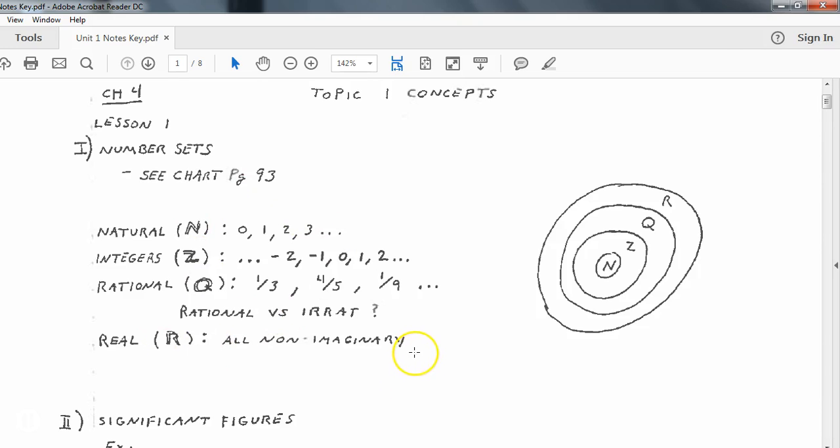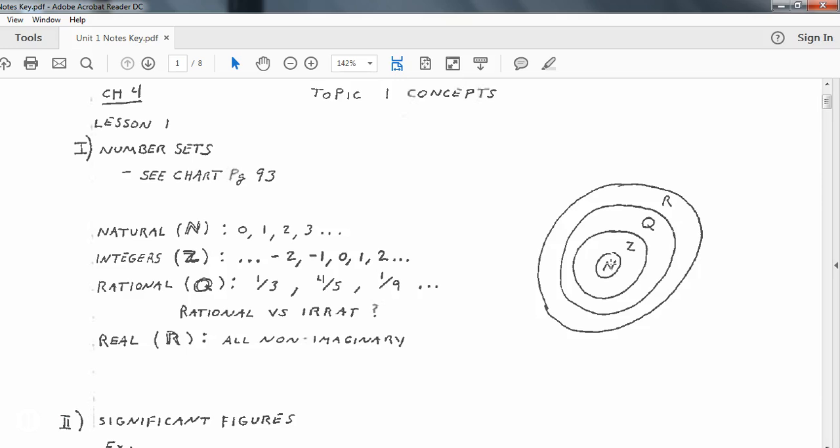Typically what you're going to be asked to do with these is to identify the most specific category that they fall under. So for example, if I gave you a number like 2, even though 2 is an integer, we would still place it under the most specific category that we can. And so you're always trying to work your way in to the center of this bullseye as far as you can go.